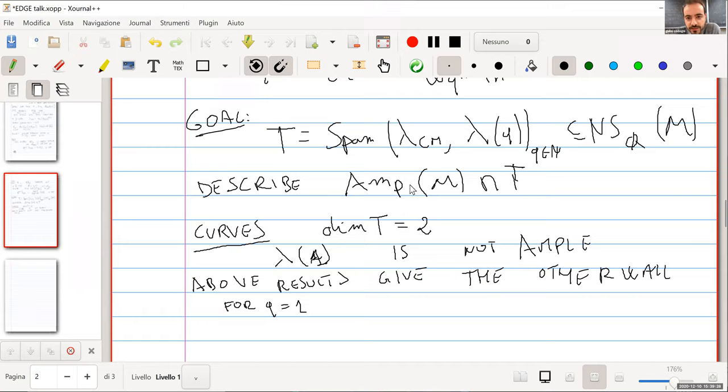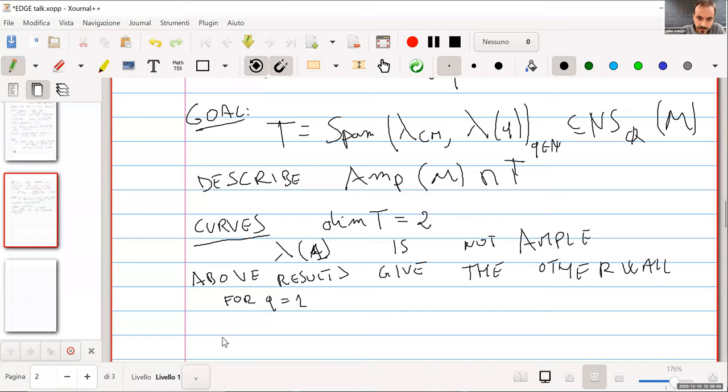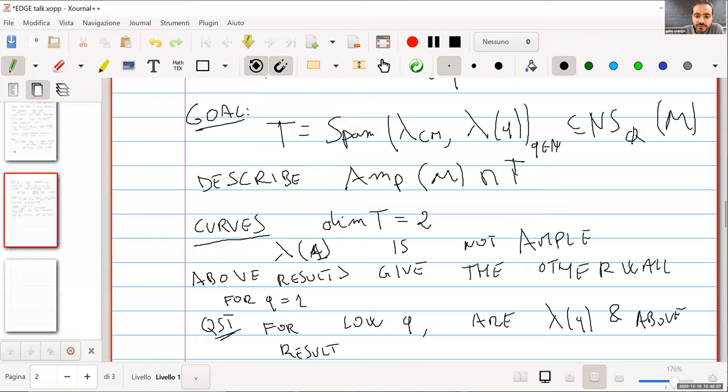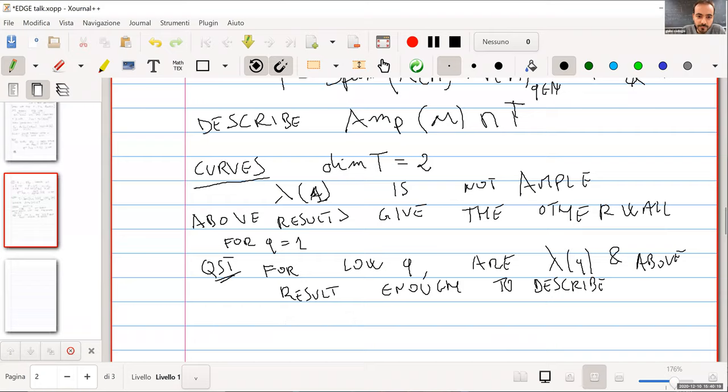So this T is a plane. The ample cone has just two walls in this plane. One wall is given by this lambda class. The other wall is given by the above inequalities. You can pick either of them, and they give you the same ray for Q equal one. And so the question is, for low Q, are this lambda Q and the above result enough to describe the ample cone of M, the intersection?